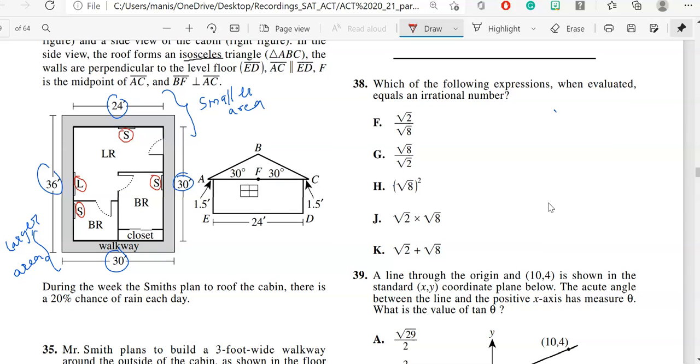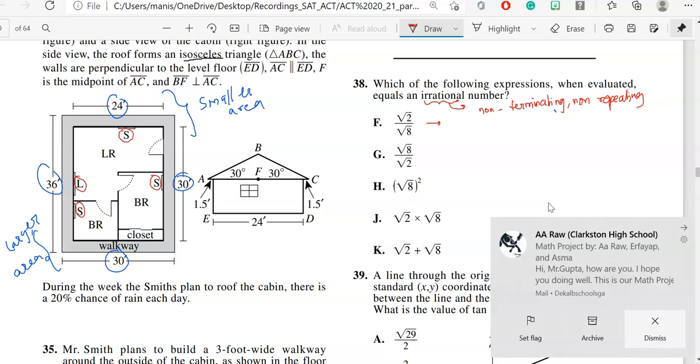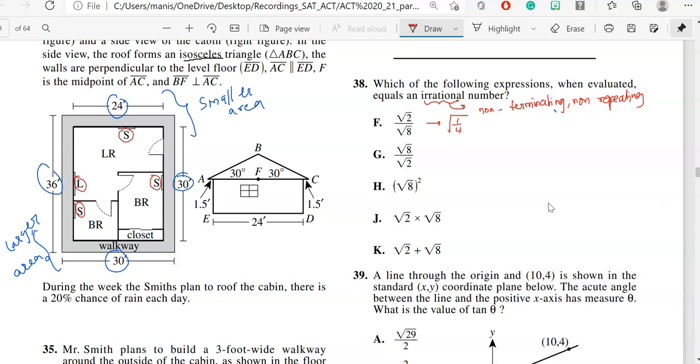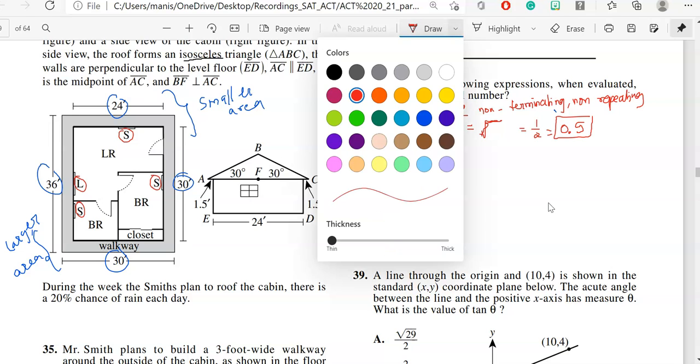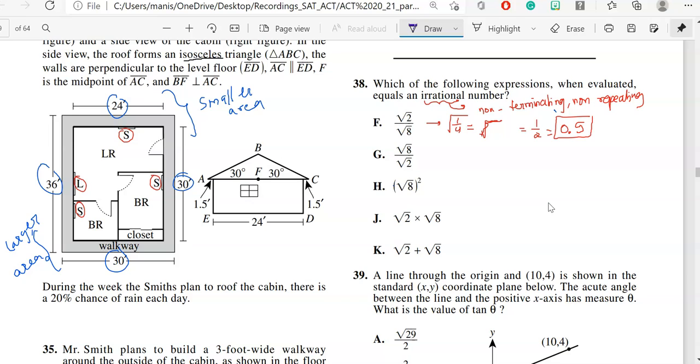Let's go to question number 38. Which of the following numbers when evaluated requires an irrational number? So what are irrational numbers? Irrational numbers are non-terminating, non-repeating. So when I try to solve this one, it will give me 1 over 4, which gives me what? 1 over 2. I'm sorry, I will take the radical over here. It will be 1 over 2, that's 0.5. Now the question for you is, does it stop over here? Yes, because we ended up with the answer 0.5. It stops, it is terminated.